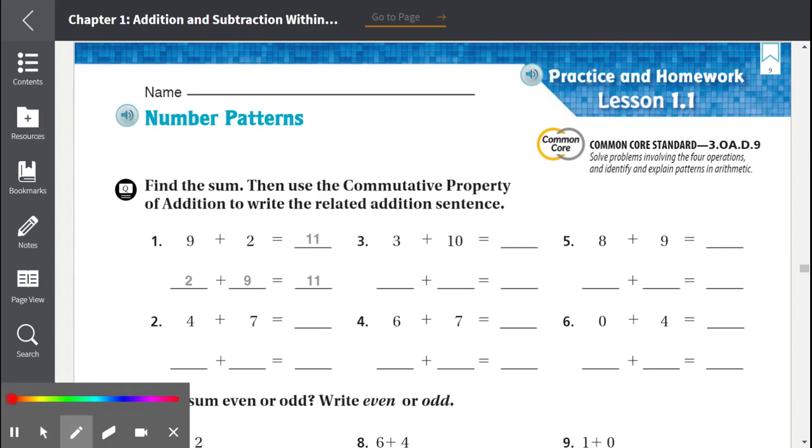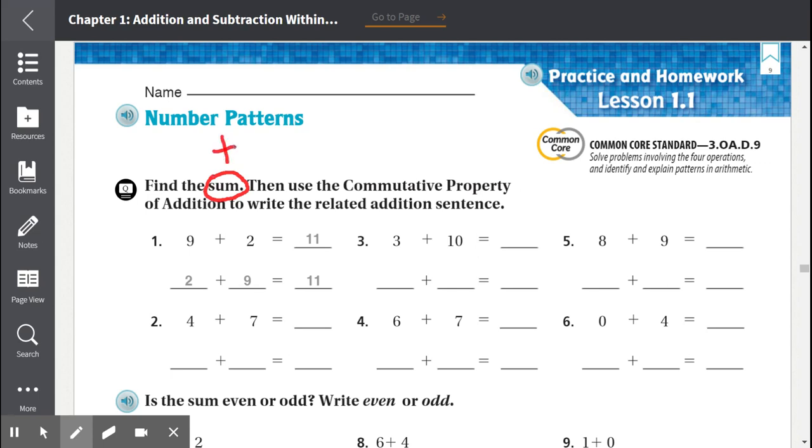Lesson 1.1, Number Patterns. Let's read the directions. Find the sum, then use the commutative property of addition to write the related addition sentence. So let's see if we have any keywords that are going to help us solve the problem in the directions. I see one right here, sum. Now the word sum means the answer to an addition problem. So whenever we see the word sum, we know we're adding. So I'm going to put a plus sign.